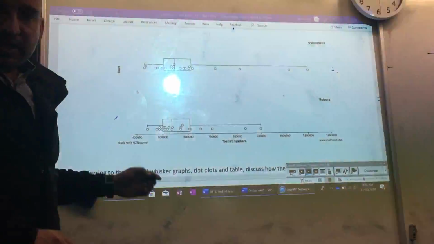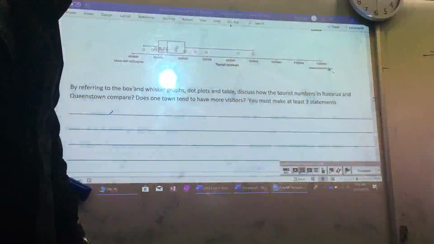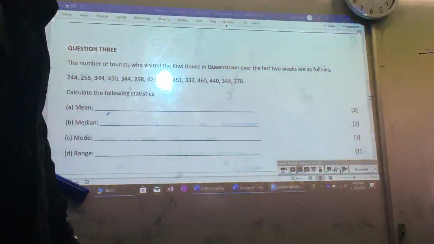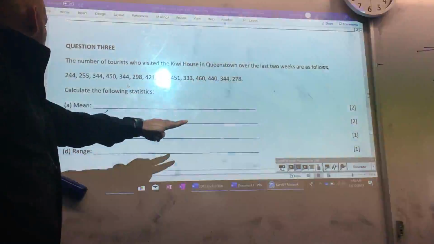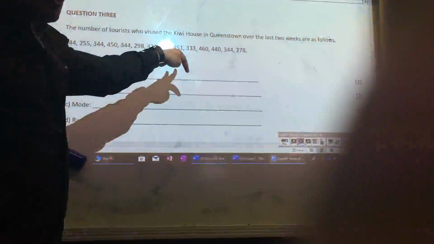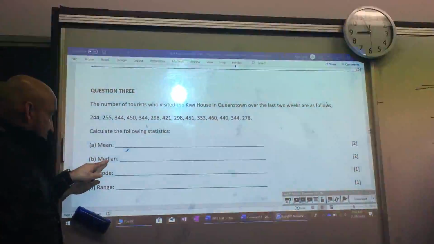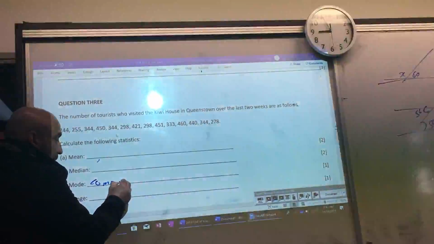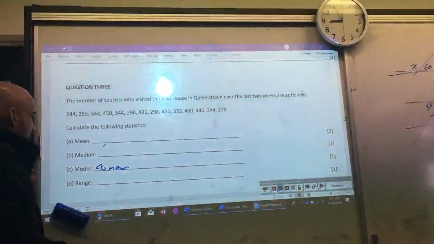So that's box and whisker diagrams. Answers are given, guys, so you could learn from there. Mean is the average. Median is the middle number, but before you do that, it has to be arranged in order. Mode is the common number, that means the number that appears the most times.